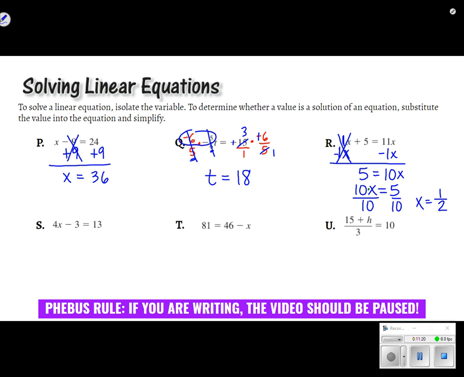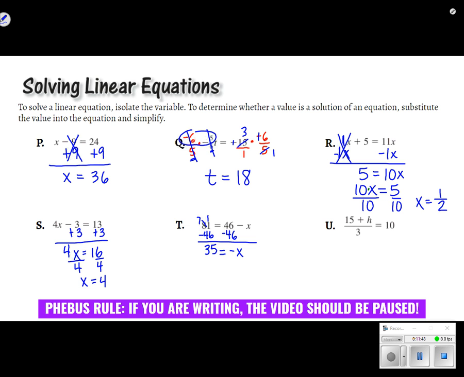All right, let's look at S. I see a minus 3. I'm going to add 3 to both sides. That means I have 4x equals 16. Divide by 4. X is 4. Over here for t, I'm going to subtract 46. Now, there are multiple ways. It's not only one way to solve a problem. You might come up with a different way, but you need to show me how to do it.